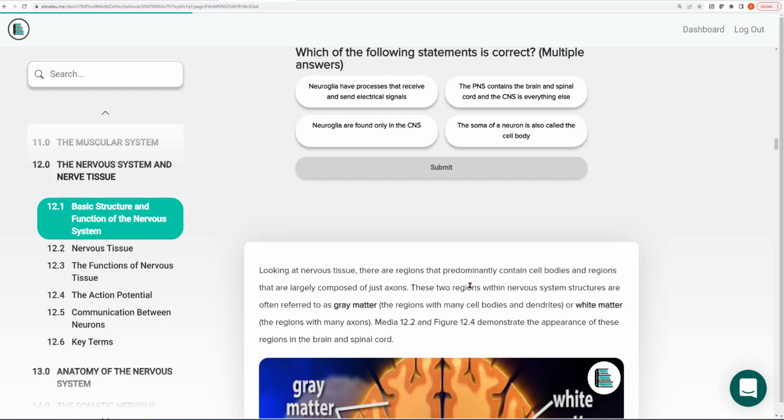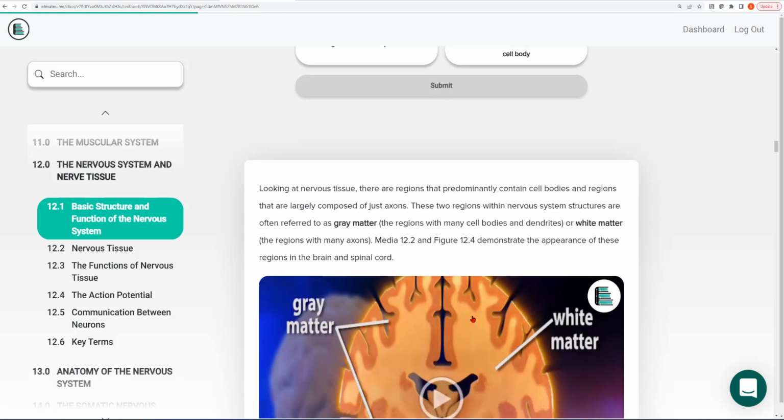When you look at nervous tissue, you will hear about white matter and gray matter. We'll describe this as we go through. Gray matter is parts of the brain where there are more cell bodies and dendrites. So where there's gray matter, there are more cell bodies and dendrites. Where there is white matter, there are more axons. Regions with many, many axons.